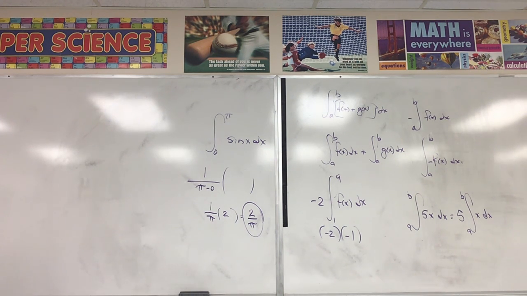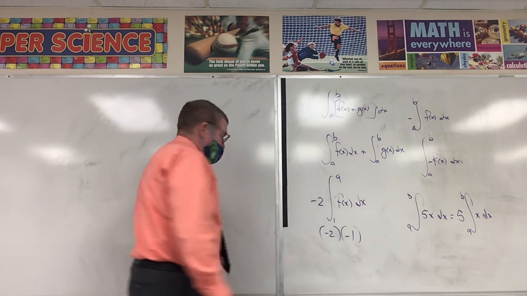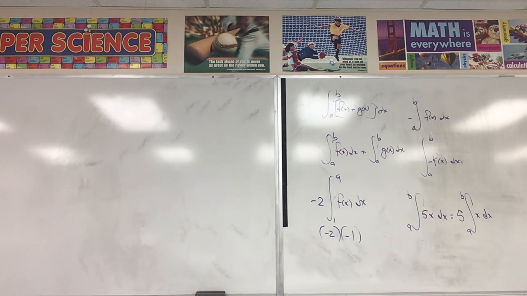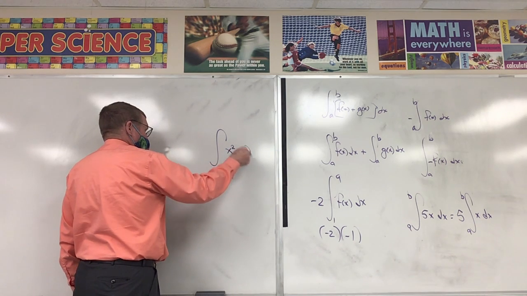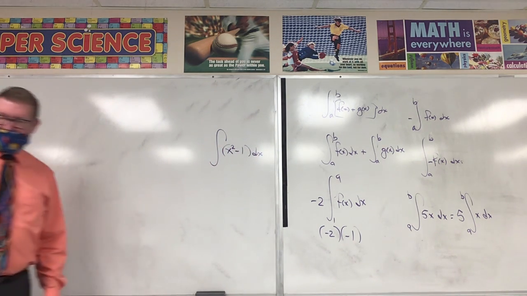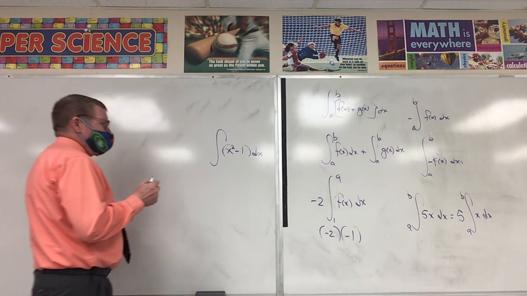Look at number 13. If I find the average value of the function on the interval, at what points in the interval does the function assume its average value? This is a little bit more of an extension to that. So we've got the integral of x squared minus 1 dx. We're going from what? What are my limits?